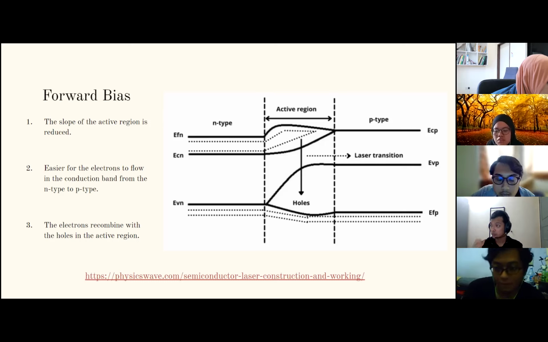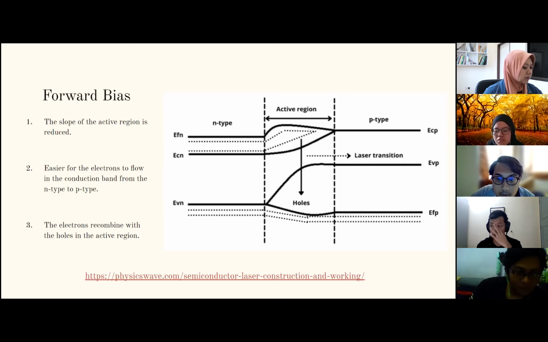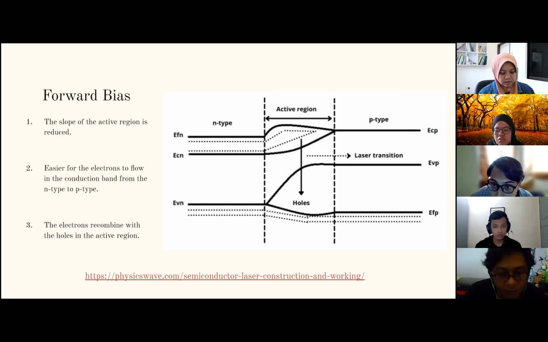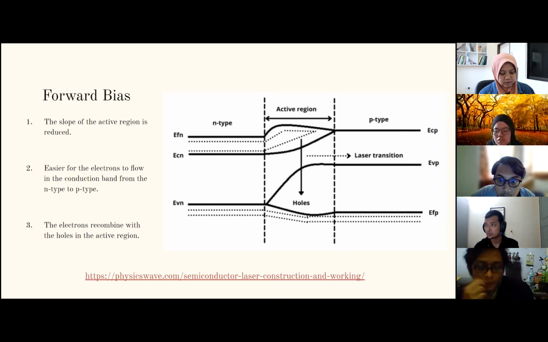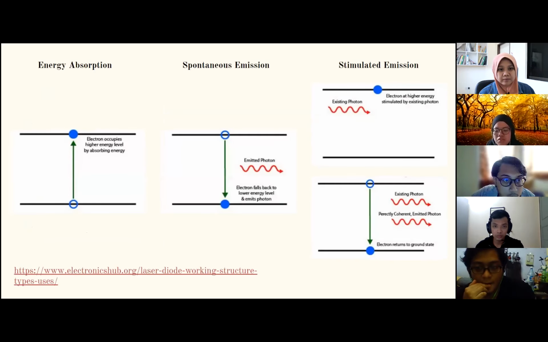But up to this point, it is quite similar to an LED, because an LED also produces photons. What makes the laser different is the characteristic of the laser light itself. To understand that characteristic, I will talk about these three processes involved in a semiconductor laser.